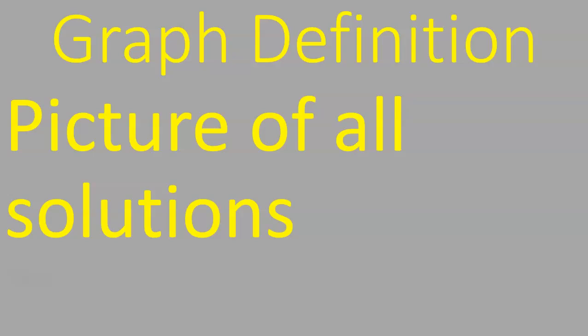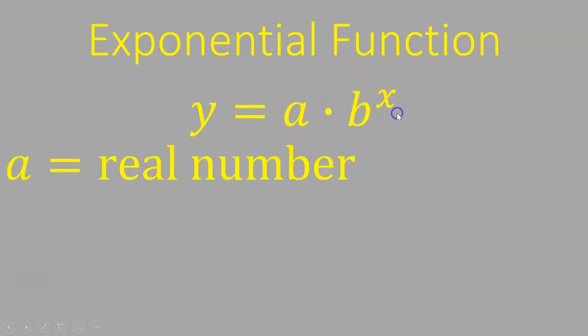It just shows you all the places where, if you put the numbers or the ordered pairs that work into x and y, you get a true statement. For exponentials, remember it's going to have this basic appearance. This is on a lot of formula sheets, where b is your base and a is just some real number. The base can't be negative, 0, or 1, and we have a variable exponent.